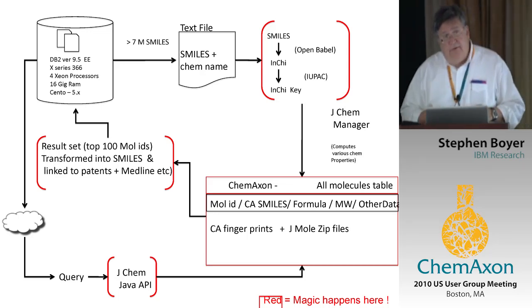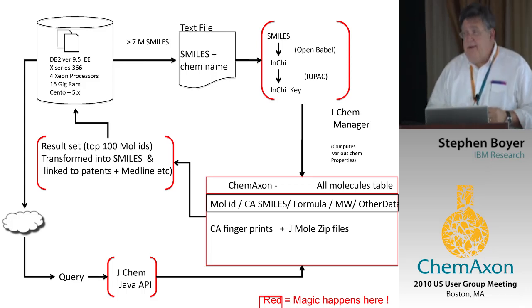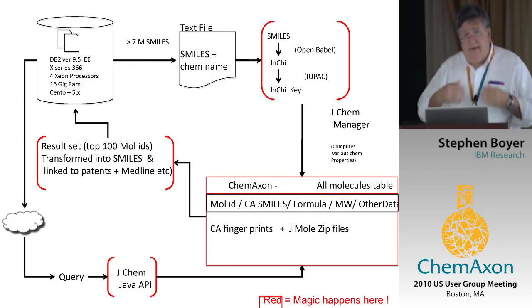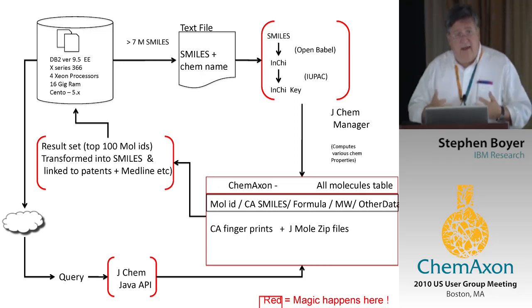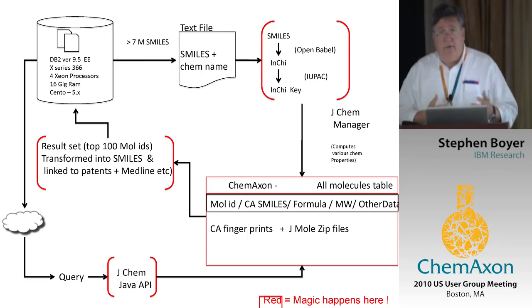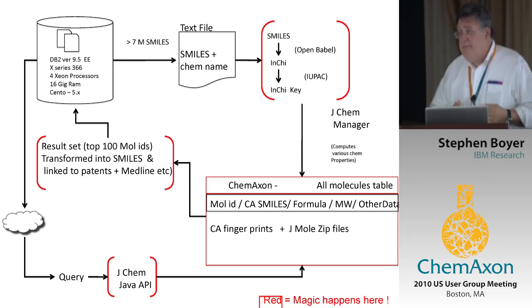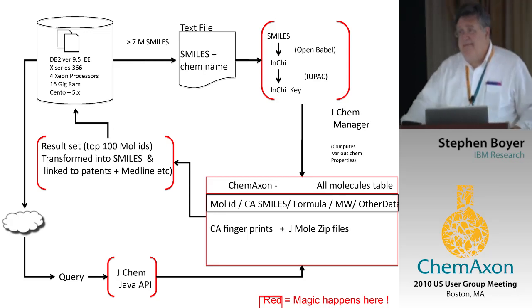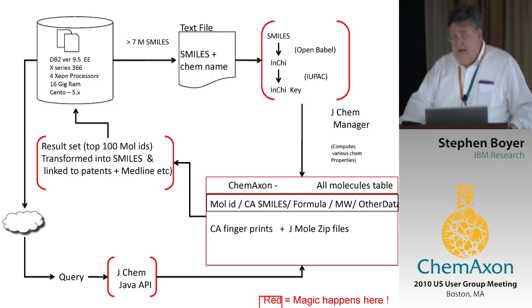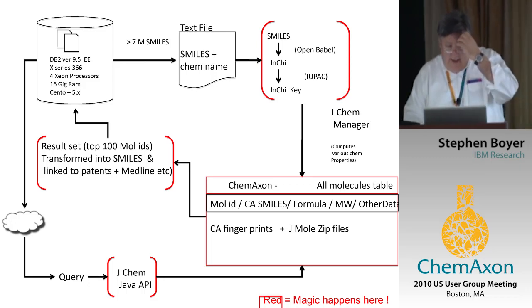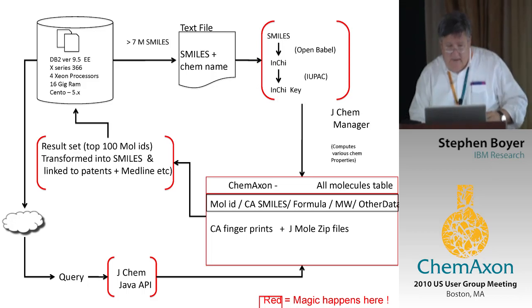And the end result to a chemist is that you have the ability to simply draw a molecule, click a button, and then search and find the occurrence of that molecule in either the patents or the Medline literature. And to us chemists, that's pretty magical. That's really significant.